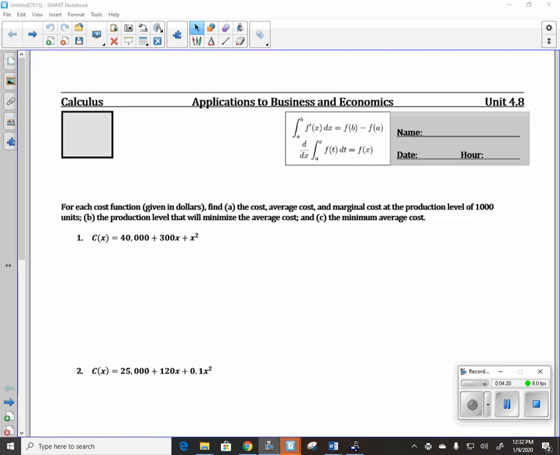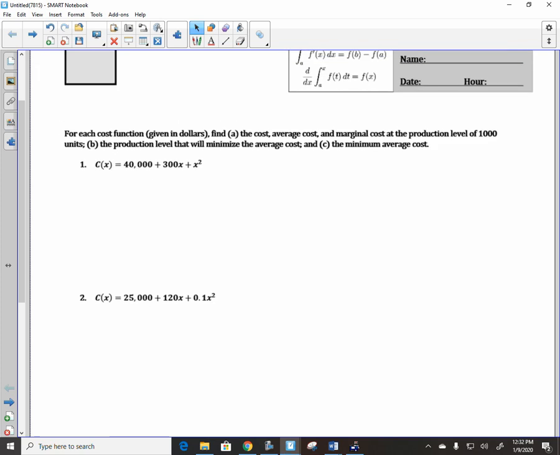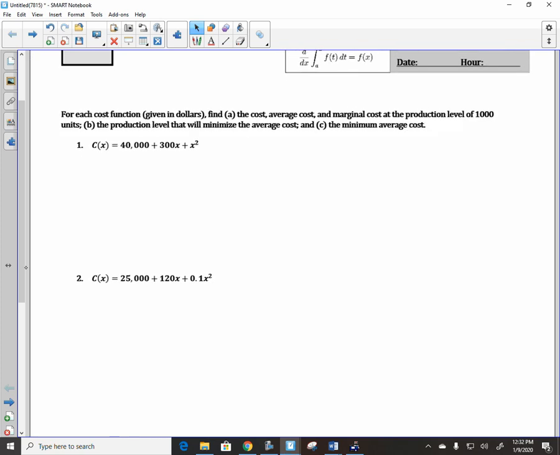Okay, let's look at the first problem on your assignment. We'll do that together. You'll be able to take care of the other two, no problem. It says for each cost function, find the cost, the average cost, and the marginal cost at the production level of 1,000 units. We are given the cost function. Anybody want to guess how we figure out the cost of 1,000 units? We plug it in. So we're going to start for letter A by finding C of 1,000.